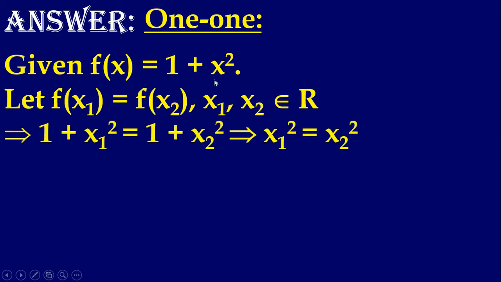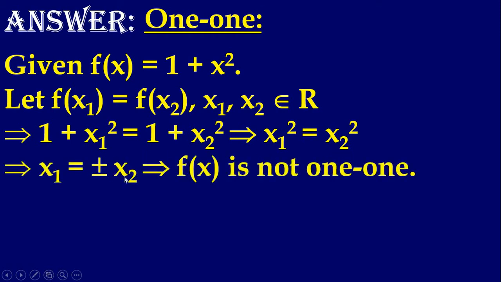Now here f of x equal to 1 plus x square. So therefore f of x1 equal to 1 plus x1 square. And f of x2 is 1 plus x2 square. And we can cancel 1 and we get x1 square equal to x2 square. And we can write x1 equal to plus or minus x2. Now here x1 equal to plus x2 or x1 equal to minus x2, both are possible. So therefore f of x is not one-one function.